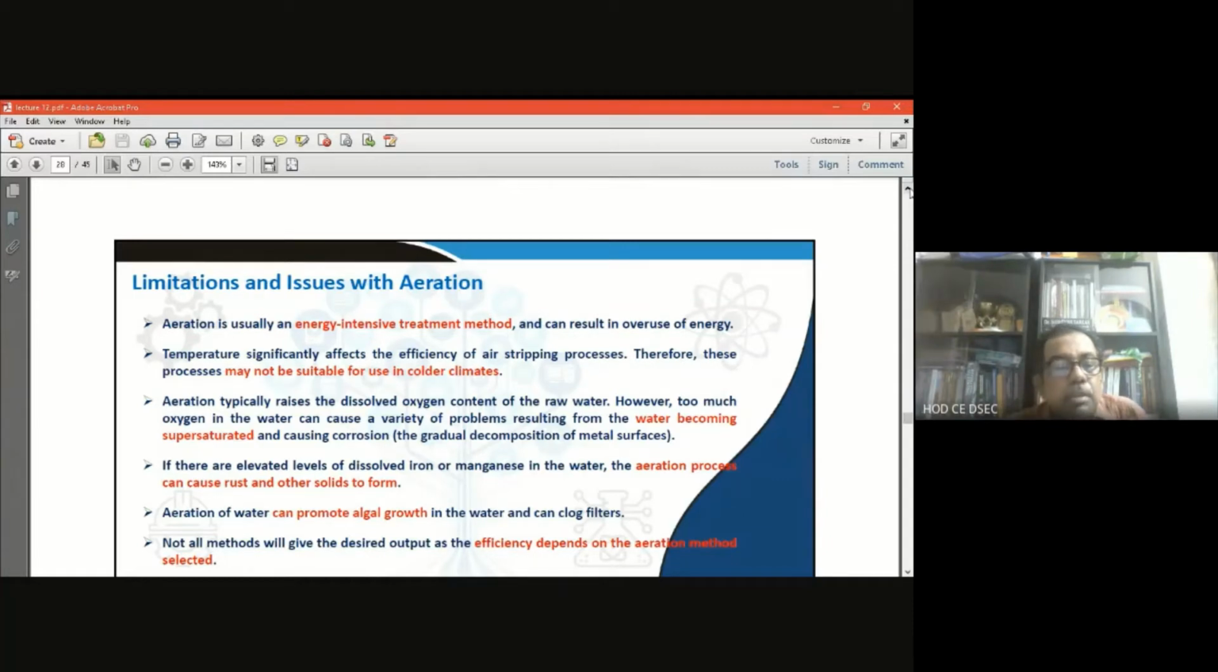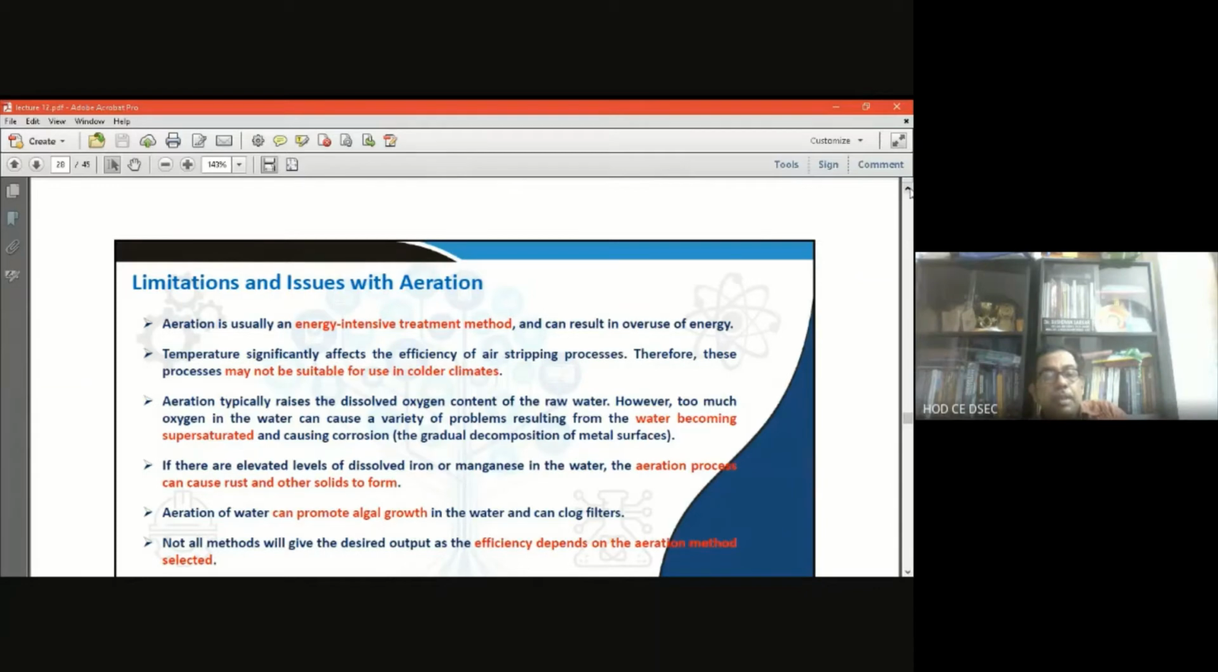So this will cause the corrosion. So we have to make the aeration in a controlled way, not at a particular rate the aeration can be done. It should be noted that overrated aeration should be avoided, because it will create some other problem if it is getting supersaturated, because aeration is nothing but increasing the dissolved oxygen.